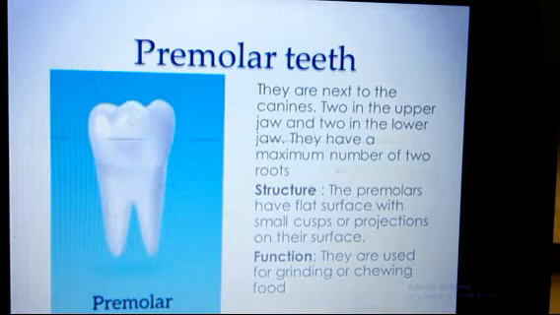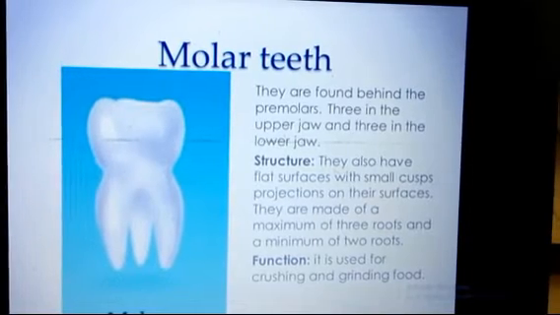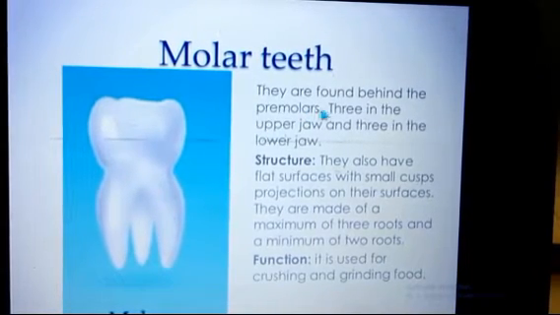So we move on to look at the next teeth, which is the molar teeth. Now the molar teeth, they are found between the premolars, 3 in the upper jaw and 3 in the lower jaw. Its structure is that it has flat surfaces with small cusps, projections on their surfaces. They are made of a maximum of 3 roots and a minimum of 2 roots. So these are the roots, 1, 2, 3. This is the crown, and like we said, the surfaces are made up of cusps. Its function is used for grinding and crushing food.